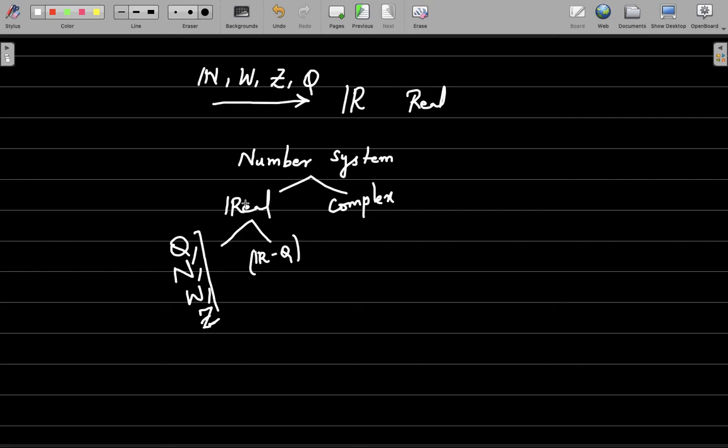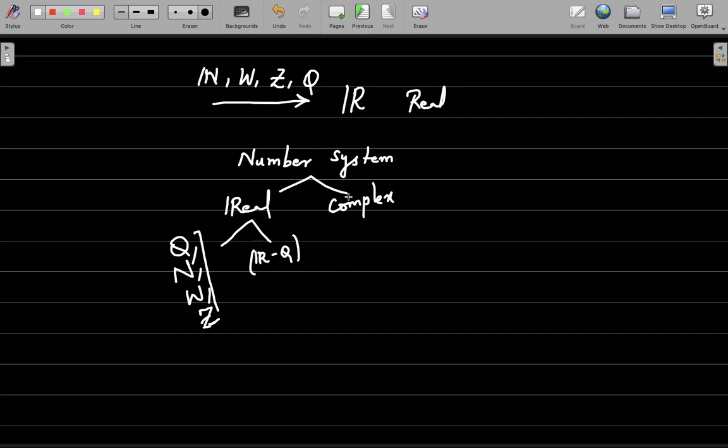So real numbers are divided into two categories. One category consists of rational, natural, whole numbers and integers, and another set can be represented as irrational numbers, which are not rational numbers. And then the whole number system can be divided into two categories. One is the real part and another is the complex part.